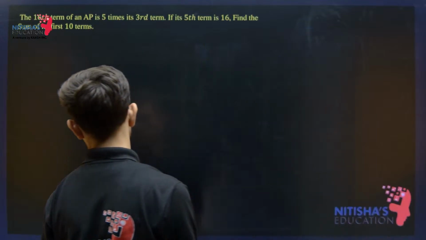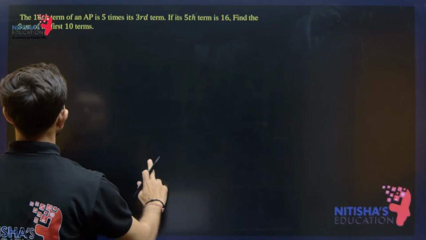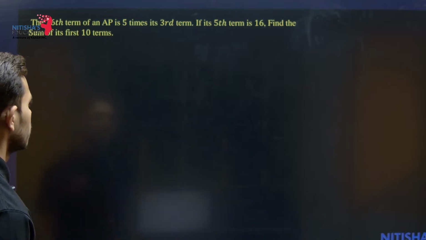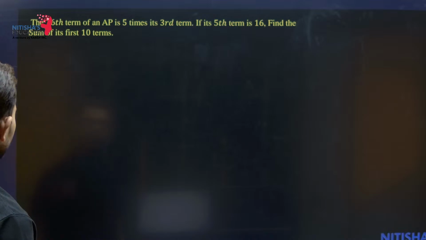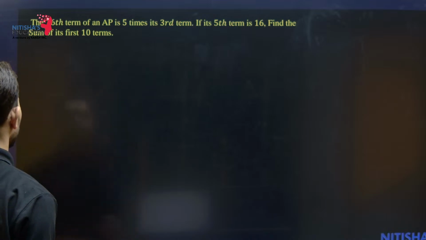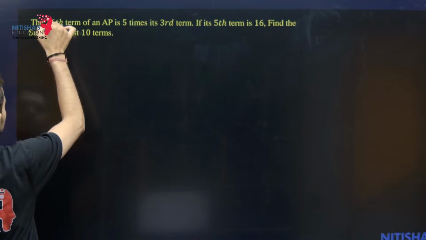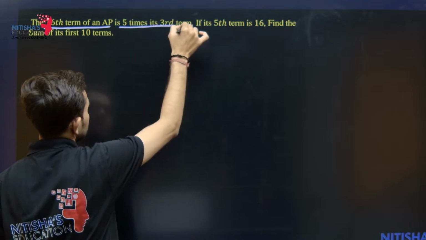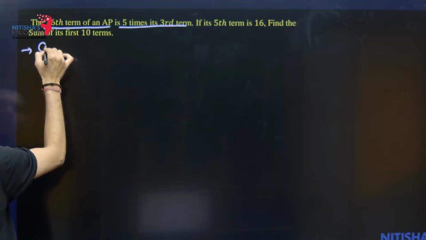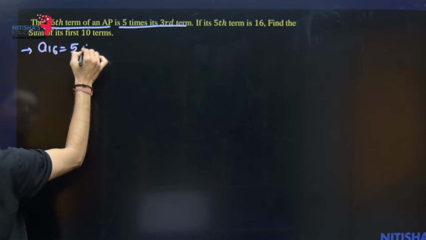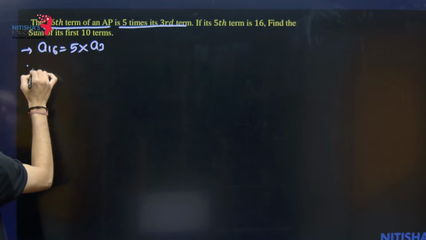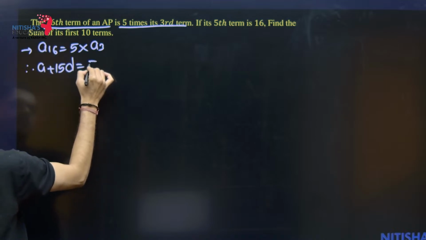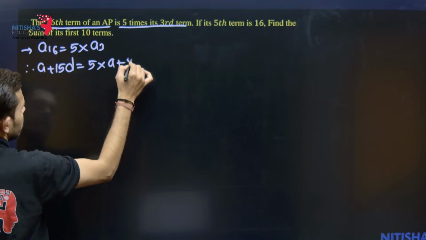Next, here the 16th term of an AP is 5 times its third term. If the fifth term is 16, then find the sum of the first 10 terms. Okay, so the 16th term of the arithmetic progression is 5 times its third term. So we can say that a16 is equal to 5 times its third term. So we can write a16 as a plus 15d, which is equal to 5 multiplied by a plus 2d, right?